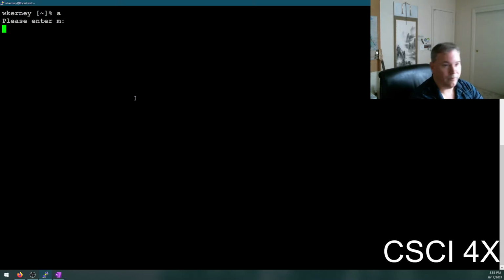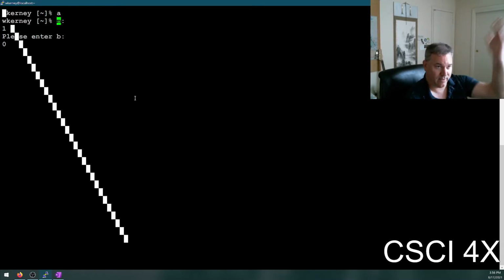Please enter the slope. We'll do a slope of 1, a y-intercept of 0, and there we have a 45-degree line. This is called line rasterization. Line rasterization means you go from a mathematical construct of a line to having pixels drawn on the screen. You have some sort of output buffer. In this case, we're actually drawing directly to the screen.